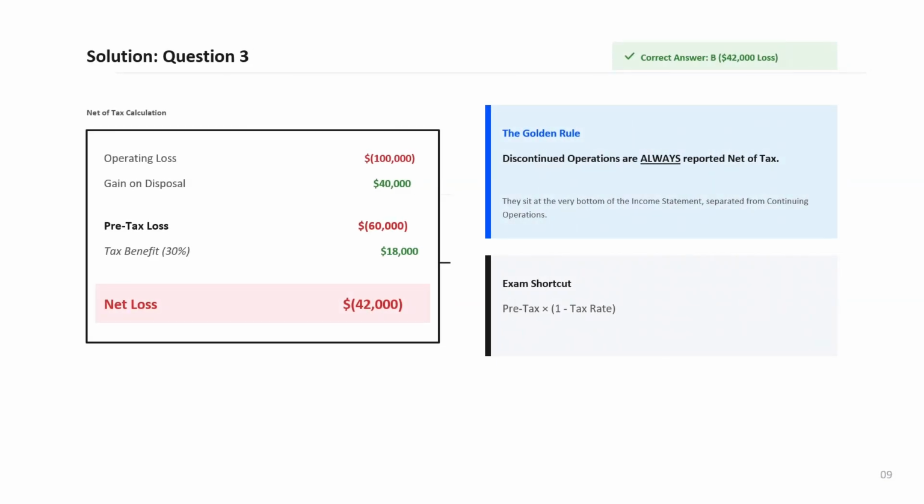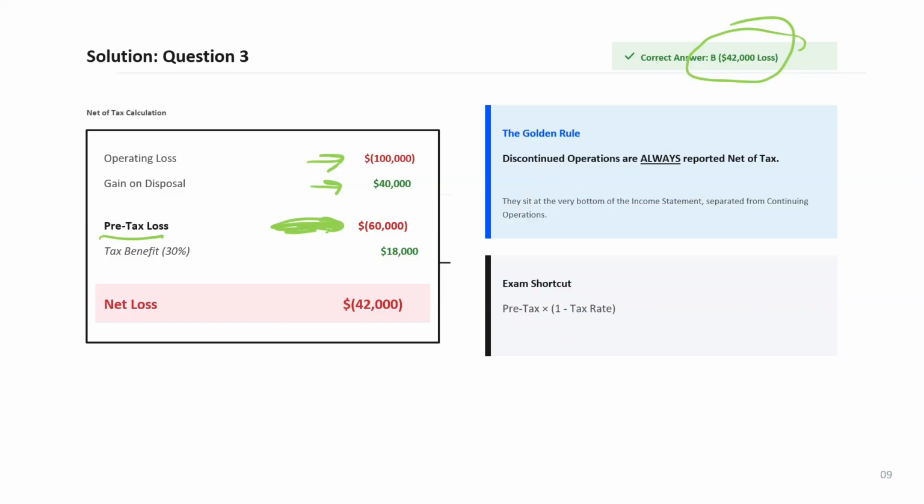Okay, and the correct answer for this question is B, $42,000 loss. How did we get that number? Let's do it together. So in the question, it already gave us the operating loss. It said until they decided to sell this branch, it incurred operating loss of $100,000. And after they sold the item, they had a gain on the disposal for $40,000. So when we sum those two, we got the information that is our pre-tax loss of $60,000. So as a result of this strategic shift, the company incurred $60,000 pre-tax loss.